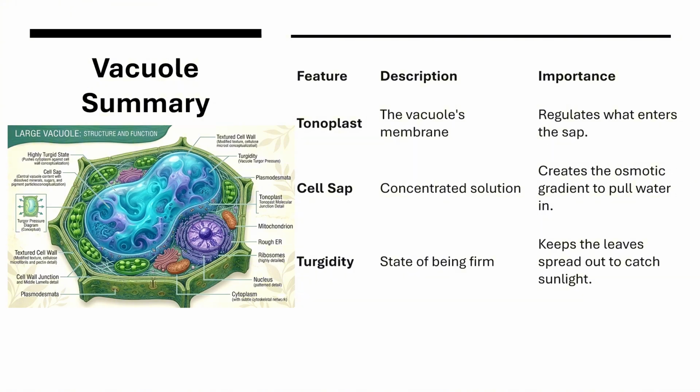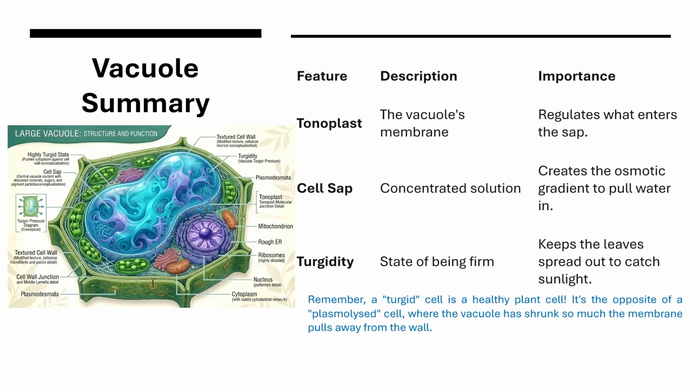Here is the quick recap and the summary of vacuole. It has three features: tonoplast, cell sap, and turgidity. Tonoplast is the vacuole's membrane. It regulates what enters into the sap. Cell sap is the concentrated solution. It creates the osmotic gradient to pull water in. And turgidity is a state of being firm. It keeps the leaves spread out to catch sunlight.